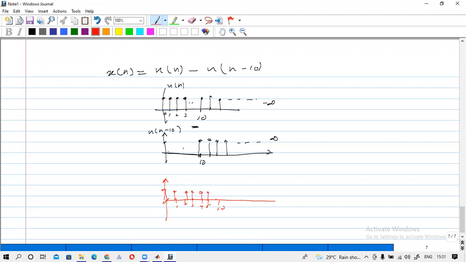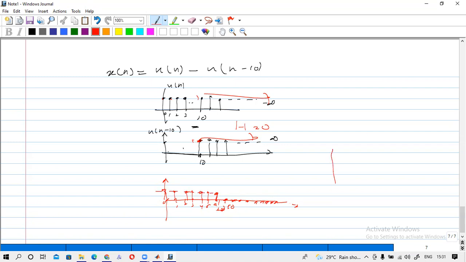Actually, not up to 10, up to 9. It will be 1 because at 10, this is 1 and this is 1. When you subtract 1 minus 1, you will get 0, so at 10 you will get 0. Towards infinity, you will get 1 minus 1, that is equal to 0, so there is no impulse up to infinity. So this is your signal.